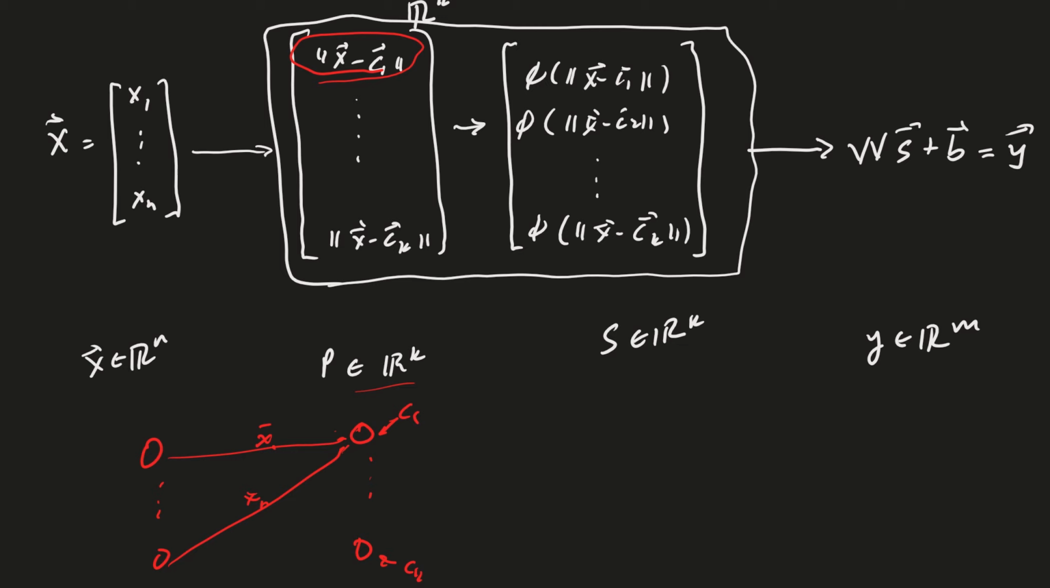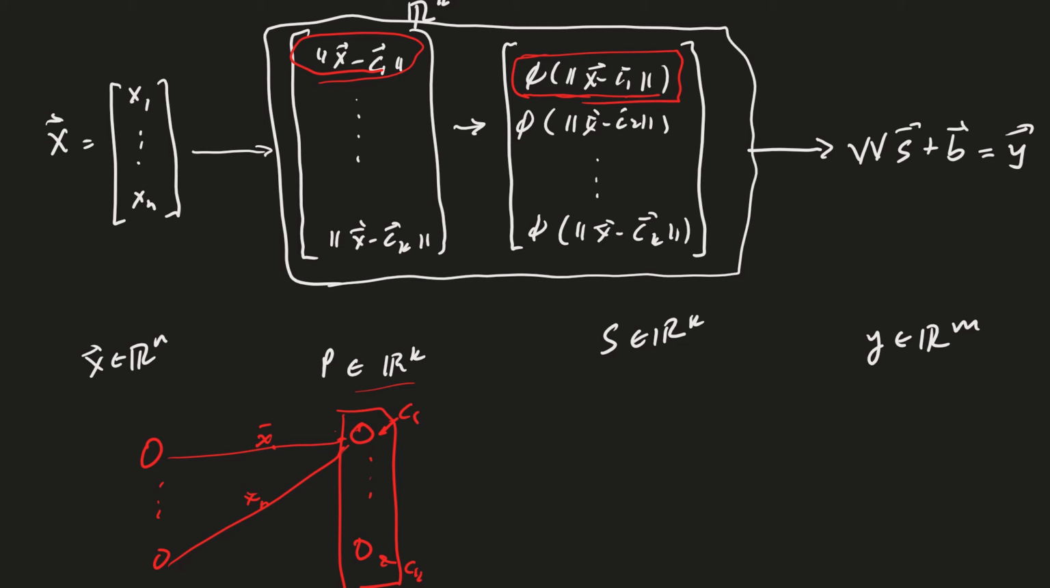And then I'm going to take the norm of that. And then I'm going to take phi of that. So we have to define what phi is, and we will do that momentarily. It's just a function from R to R. So it's just a real valued function. We'll talk about some popular options for phi. But the main point is that what comes out of this is a vector in Rk.